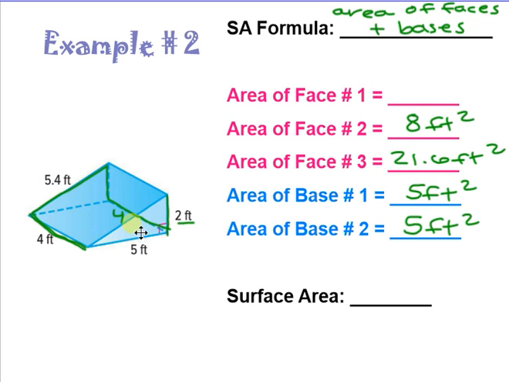And then now I need to do the rectangle that the entire prism is sitting on. So it has one length of 4 and one length of 5. So 4 times 5 is 20 feet squared. And then all that's left is to add them up. So 20 plus 8 plus 21.6 plus 5 plus 5. And so that's going to give you 59.6 feet squared.